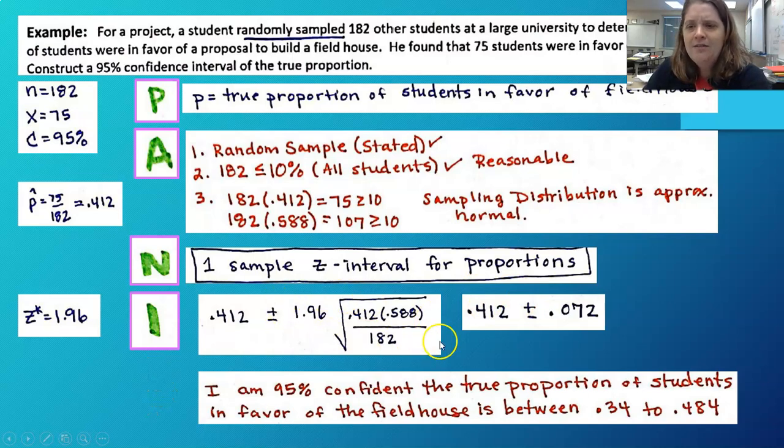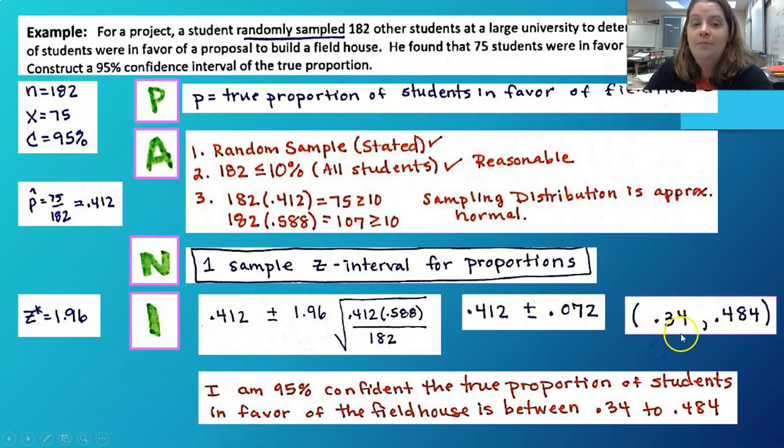Okay, so I did the right side here first in my calculator. I got 0.072. That's the margin of error. I'm going to add and subtract those two values and get my confidence interval of 0.34 to 0.484. Okay, so conclusion. I am 95% confident that the true proportion of students in favor of the field house is between 0.34 and 0.484. All right, so that is my complete answer.